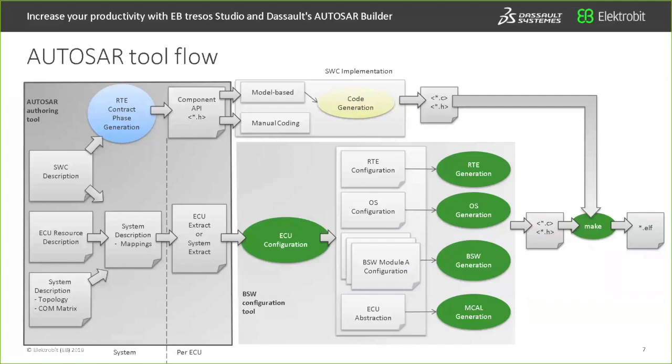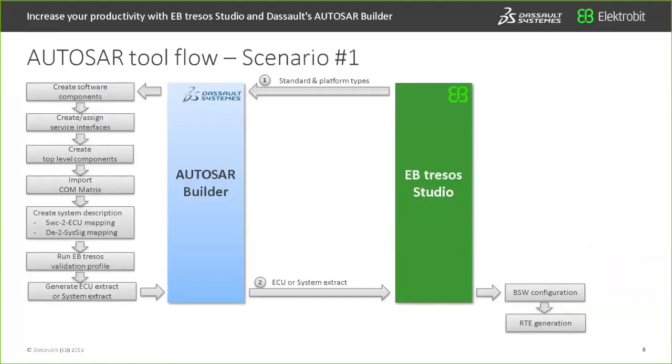So how does this look in more detail when you work with AUTOSAR Builder and EB tresos Studio? There are quite a number of scenarios possible. So we have sketched here the two, we would say, most common scenarios. The first one we see here is you start with EB tresos Studio. As a first step, you will import the standard and platform types, which are provided by your basic software. Once you have imported them into AUTOSAR Builder, you will first create your software components or compositions.